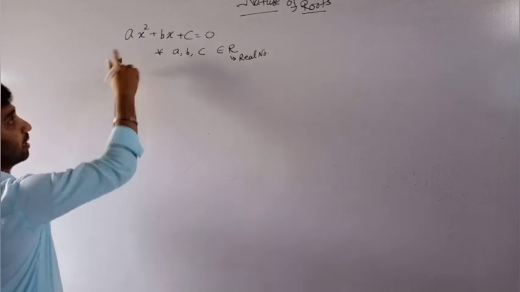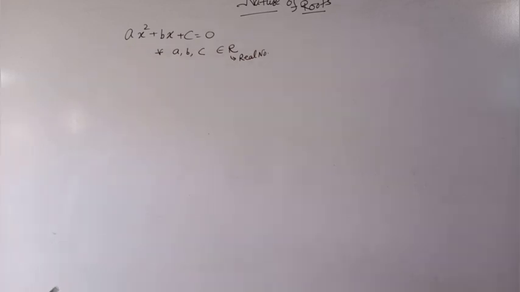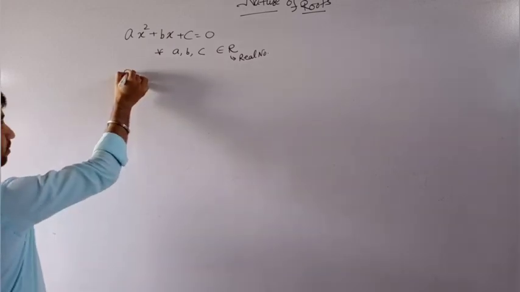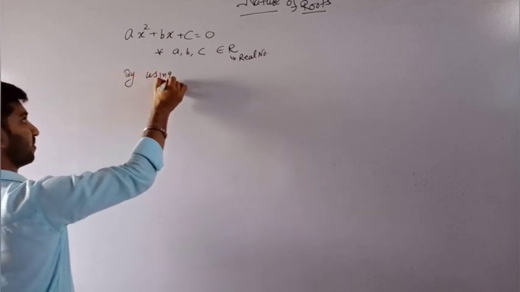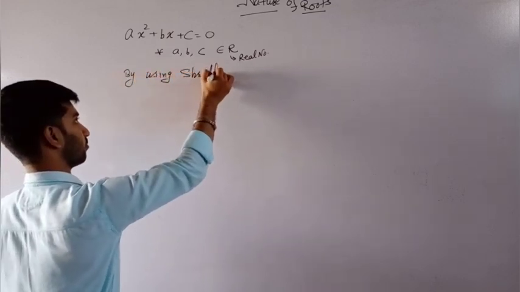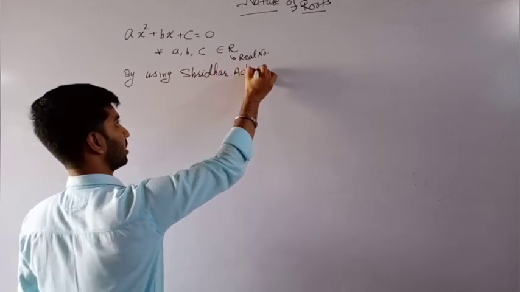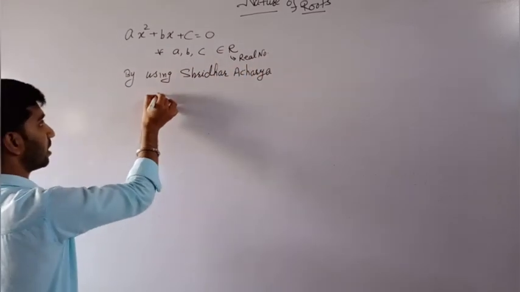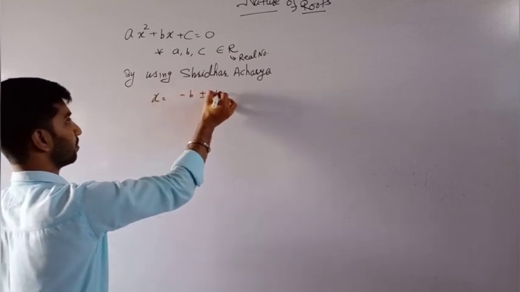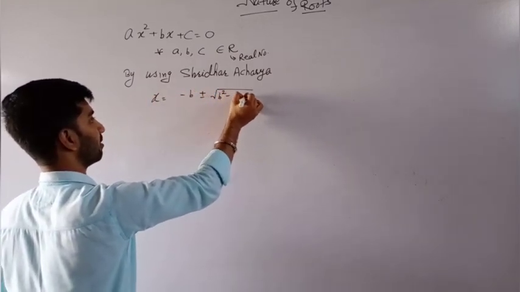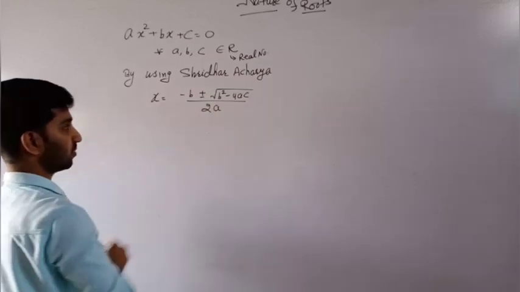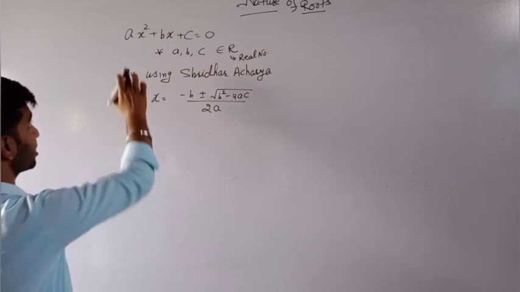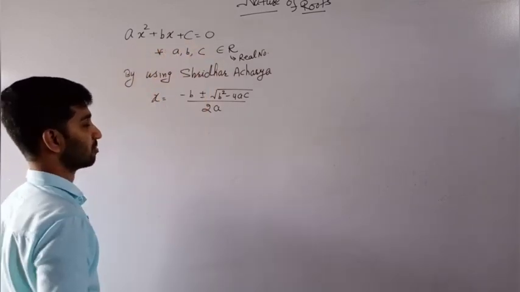We know that there are three methods to solve the quadratic equation. First is the factorization method, second is the quadratic formula, also known as Sridharacharya formula, and third is the perfect square method. By using Sridharacharya formula, we know that x is equal to minus b plus minus root of b square minus 4ac divided by 2a, where a is the coefficient of x square, b is the coefficient of x, and c is the constant term.